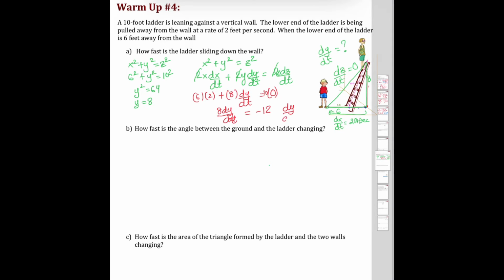equals negative 12. So dy dt is equal to negative 12 over 8, which is negative 3 over 2 feet per second. So I'm going to write that here. Negative 3 over 2 feet per second. So that is my answer.